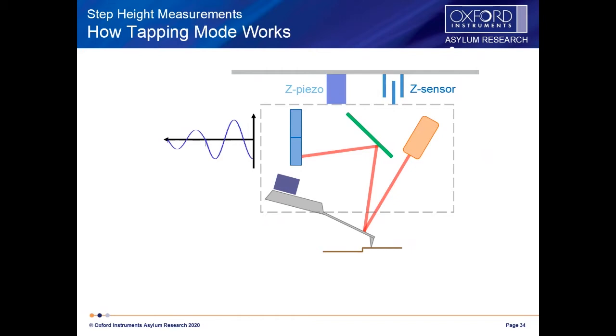And the Z sensor is an independent observer. It is a new feature in AFMs that allows you to accurately measure the surface topography, and it is not part of the feedback loop.